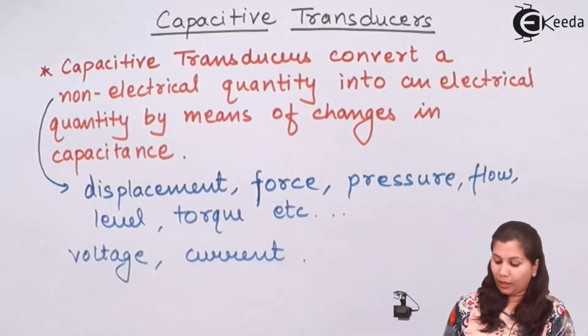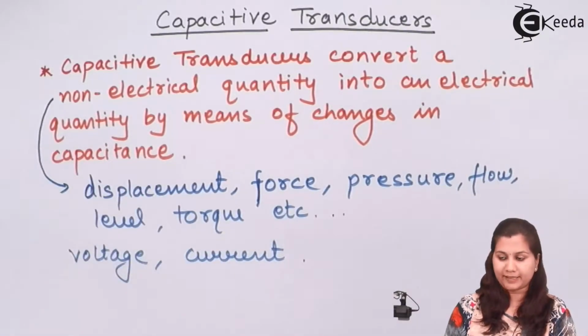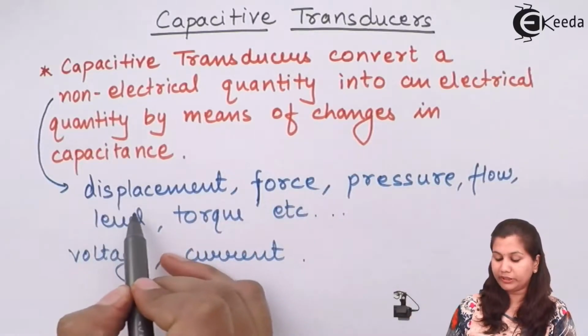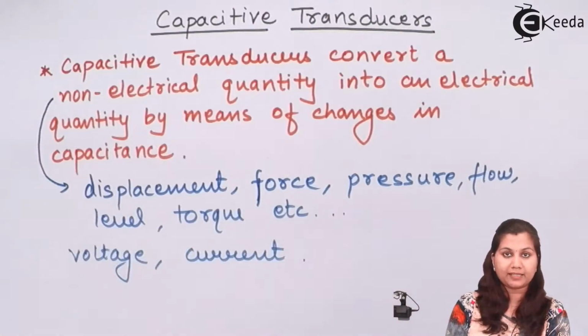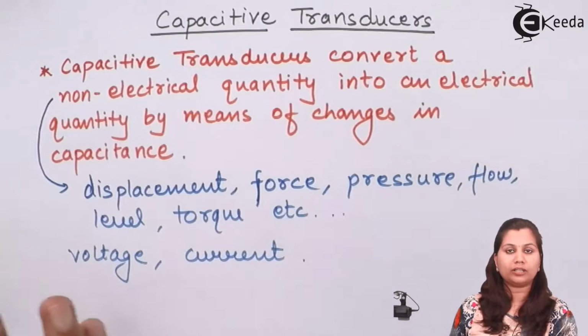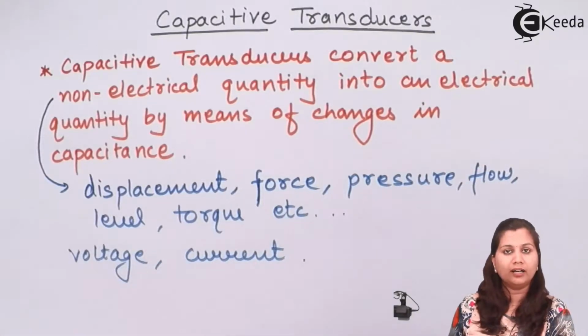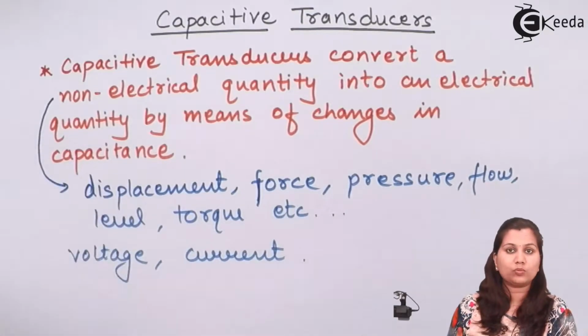Okay. Now, how are they converted? By means of changes in the capacitance. It means that due to changes in these physical quantities, the capacitance is going to change, and due to that, the voltage or current is generated in the output. So that is what a capacitive transducer is.